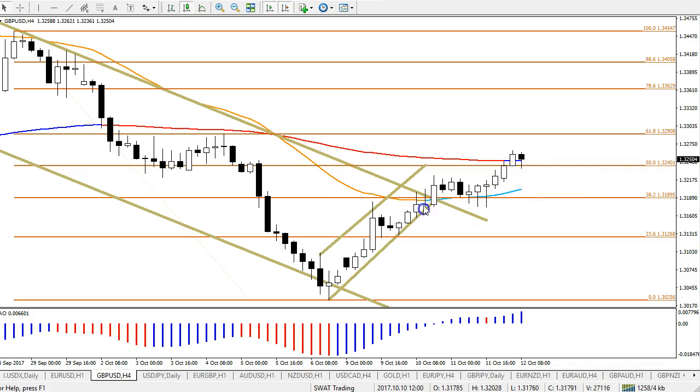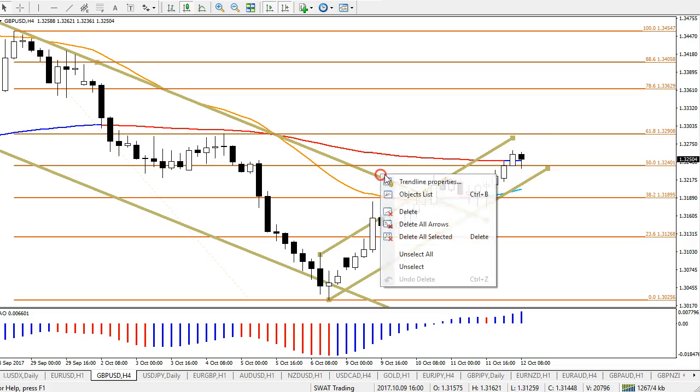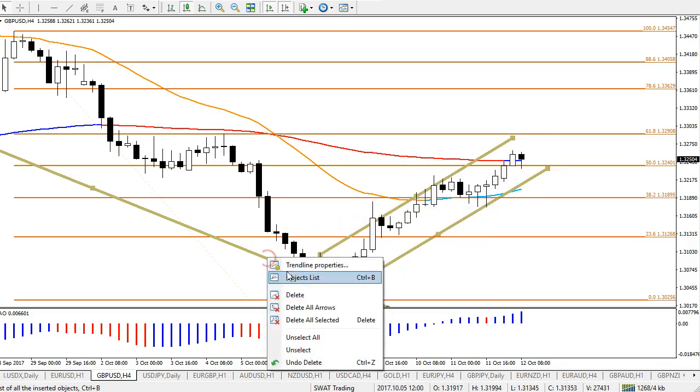What happened yesterday was that there was a bull flag here, right? So we had a break, a bull flag, and a continuation, in fact. So we can remove the bearish channel. That's not so important at the moment.